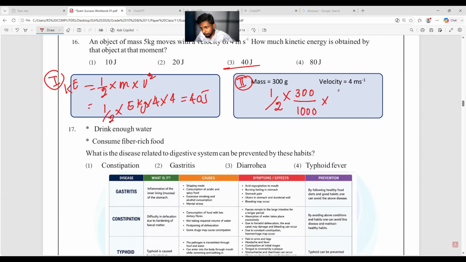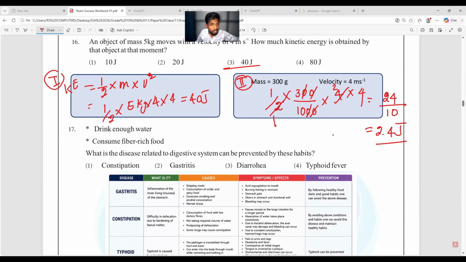And the velocity is the same, 4 into 4. Now the answer will be 0.002 here. The answer will be 4 into 2, 8, 8 into 3, 24 over 10. The answer will be 2.4 joule.